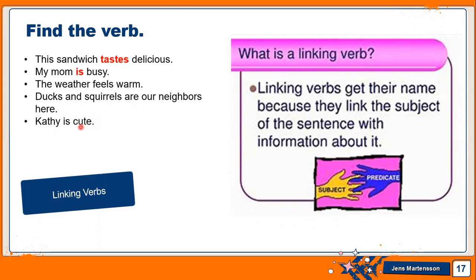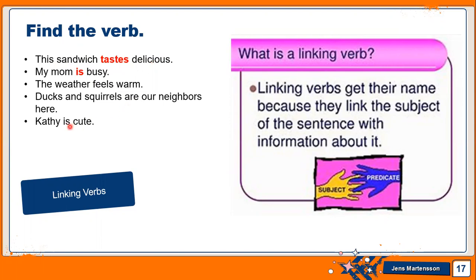Cute is the verb? No, that's an adjective. Warm is the verb? No. Delicious? No, that's an adjective. This sandwich, this is the subject. Then I have tastes. Is tastes a verb? In fact, it is a verb. Is is the verb. Feels is the verb. Are is the verb, and is is the verb.